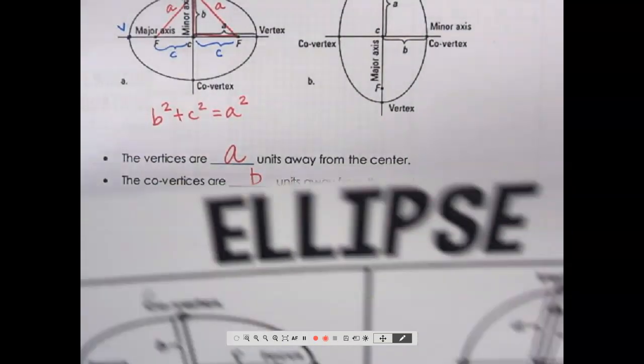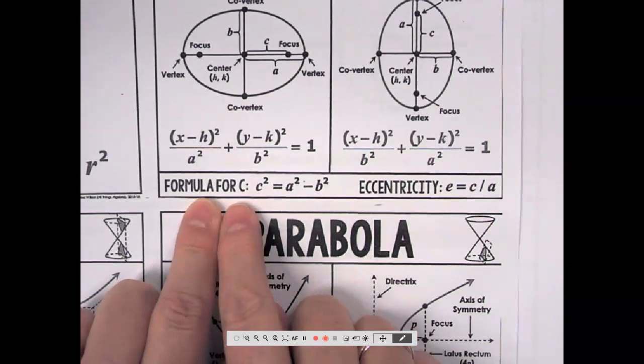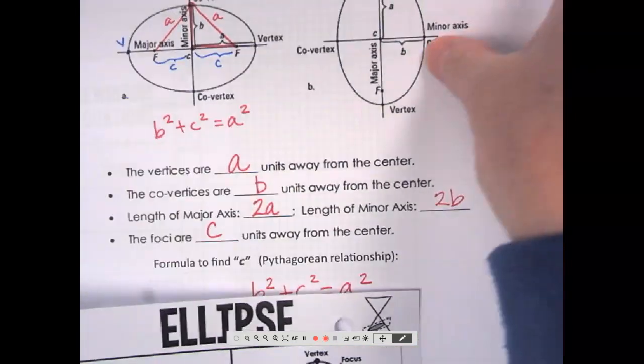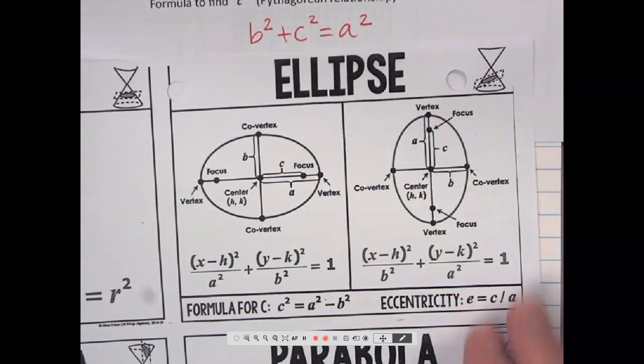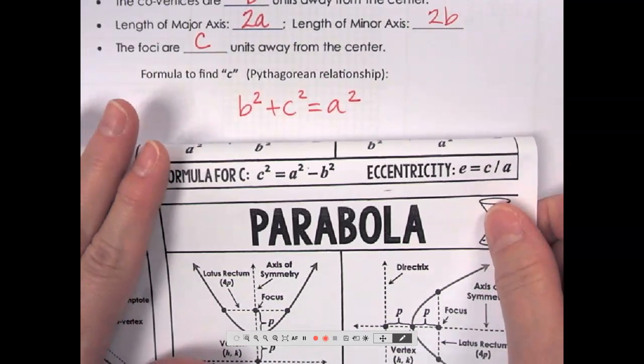Look for 1 second on this formula sheet. Look at the bottom here. It says formula for C: C squared equals A squared minus B squared. That's not what I just wrote. But are they the same? Are those two equations the same?